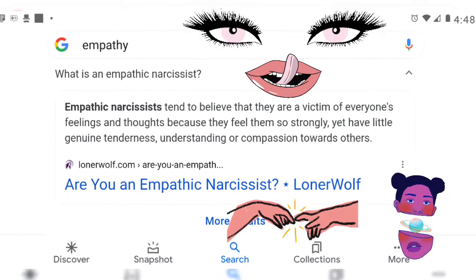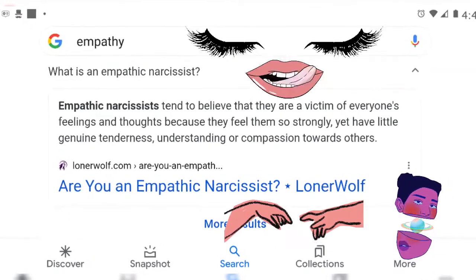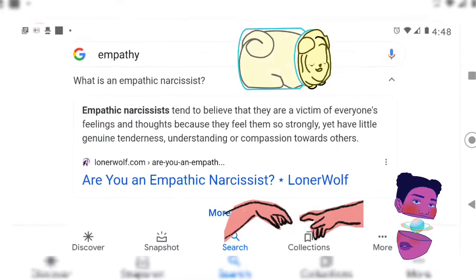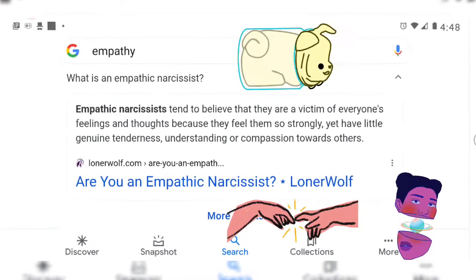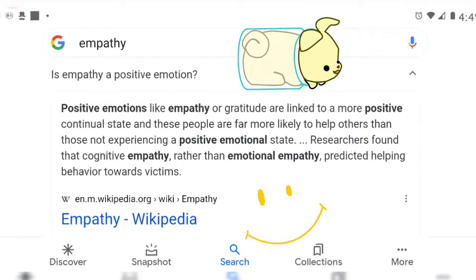What is an empathic narcissist? Empathic narcissists tend to believe that they are a victim of everyone's feelings and thoughts because they feel them so strongly, yet have little genuine tenderness, understanding, or compassion towards others.